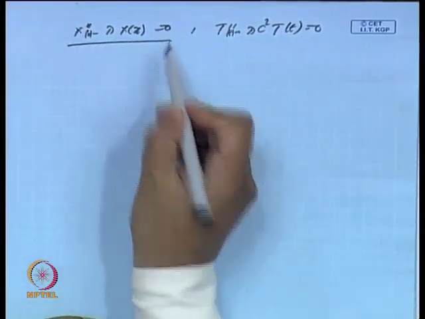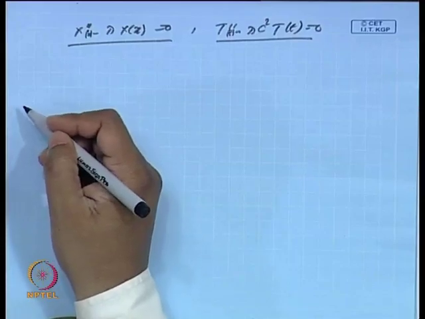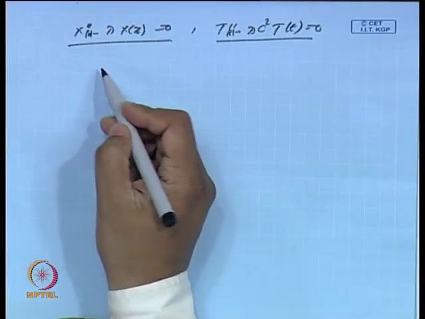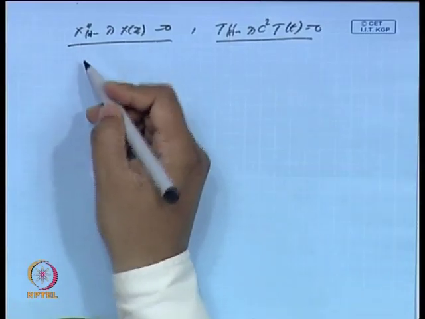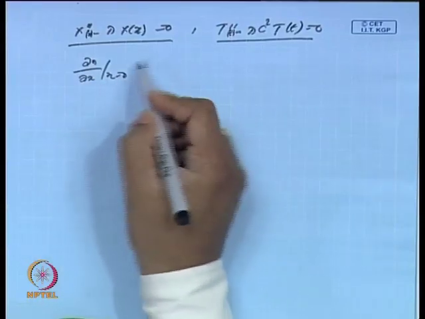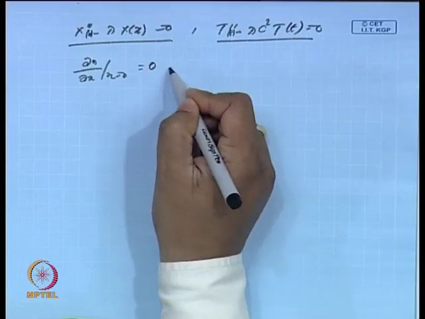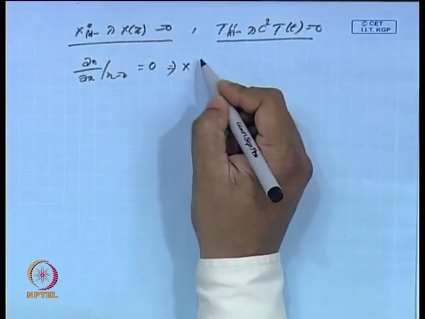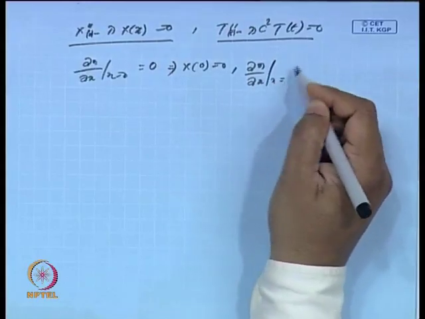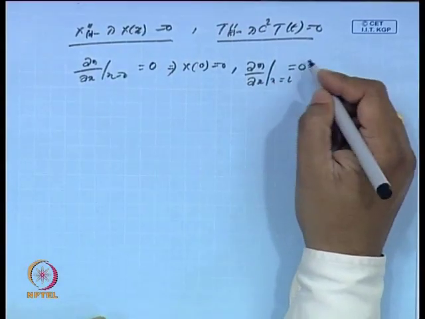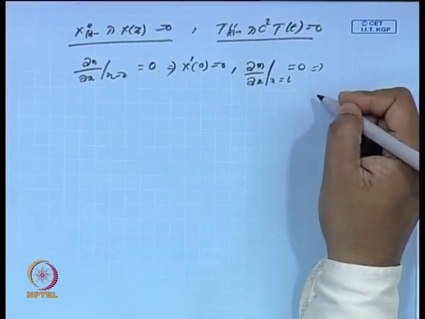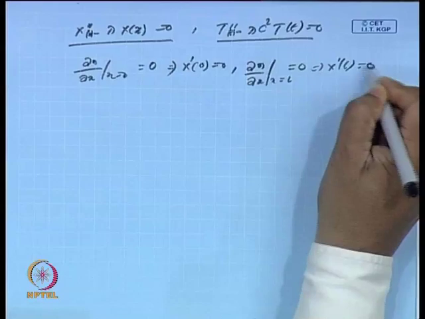So, if I look at the solution of this, I have three cases here. We have also been given del eta by del x at x equal to 0 is 0, and that gives us X dash of 0 is 0, and again del eta by del x at x equal to L is 0, and that gives X dash of L equal to 0. So, these are the two conditions.